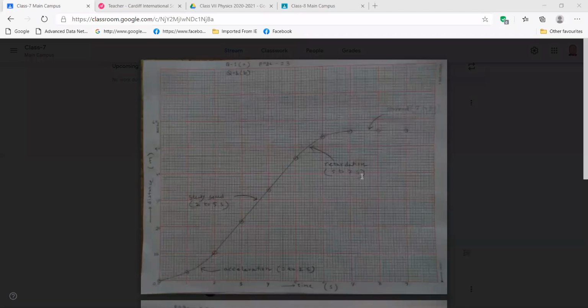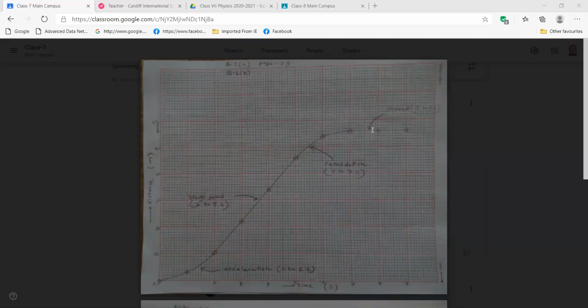Now at last we have for 7 seconds, 8 seconds, 9 seconds, for all these 3 seconds we have same distance, right? 56. So what does it mean? If the distance is same, that means the object is stationary, right? Object is at rest. Is it clear? So you understood the graph, all of you.